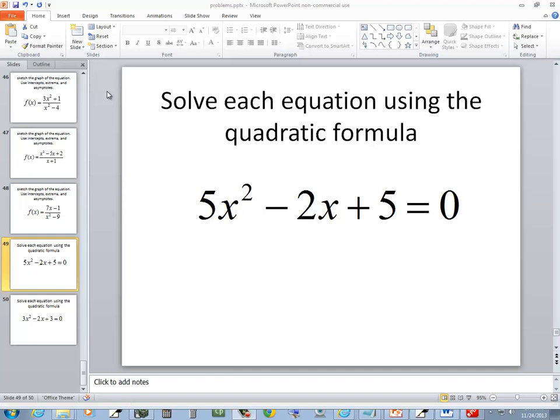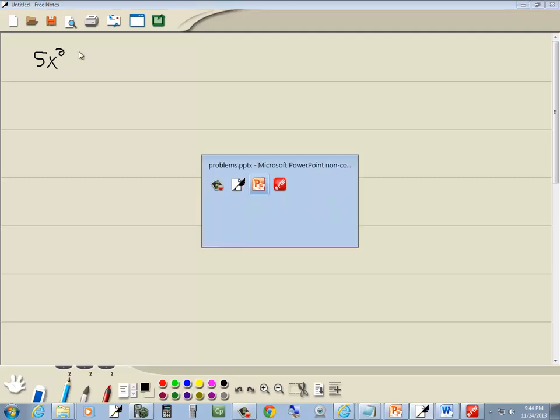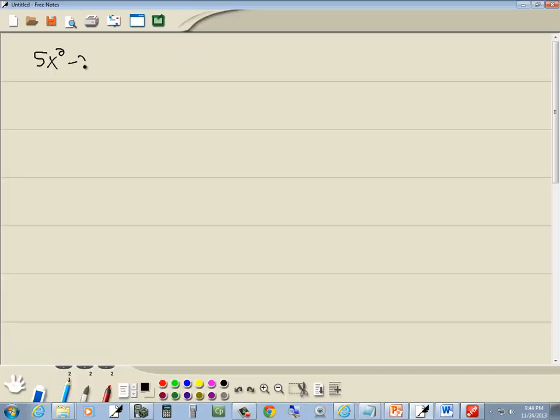Let's take a look at this problem. We got 5x squared minus 2x plus 5 equal to 0. Now, it already has 0 on this side, and it's in the right form, x squared, x, no x. So let's identify our a, b, and c.